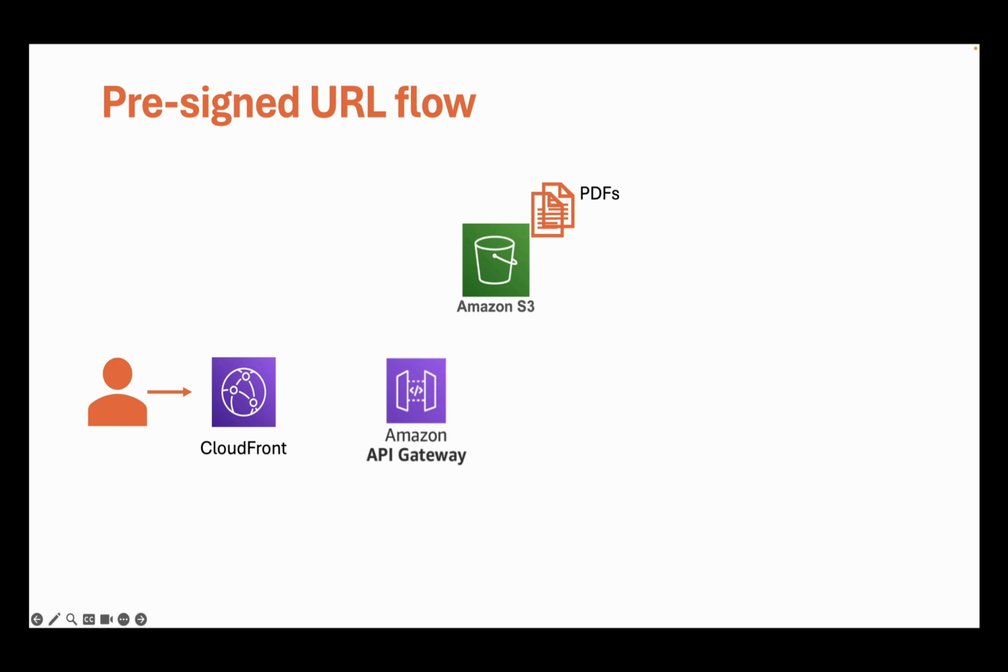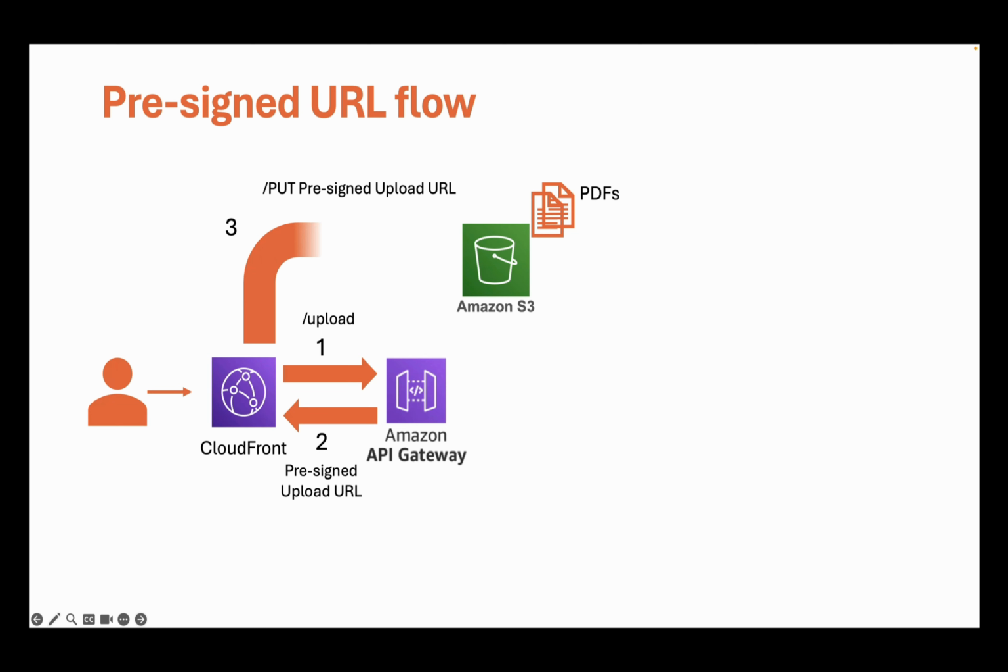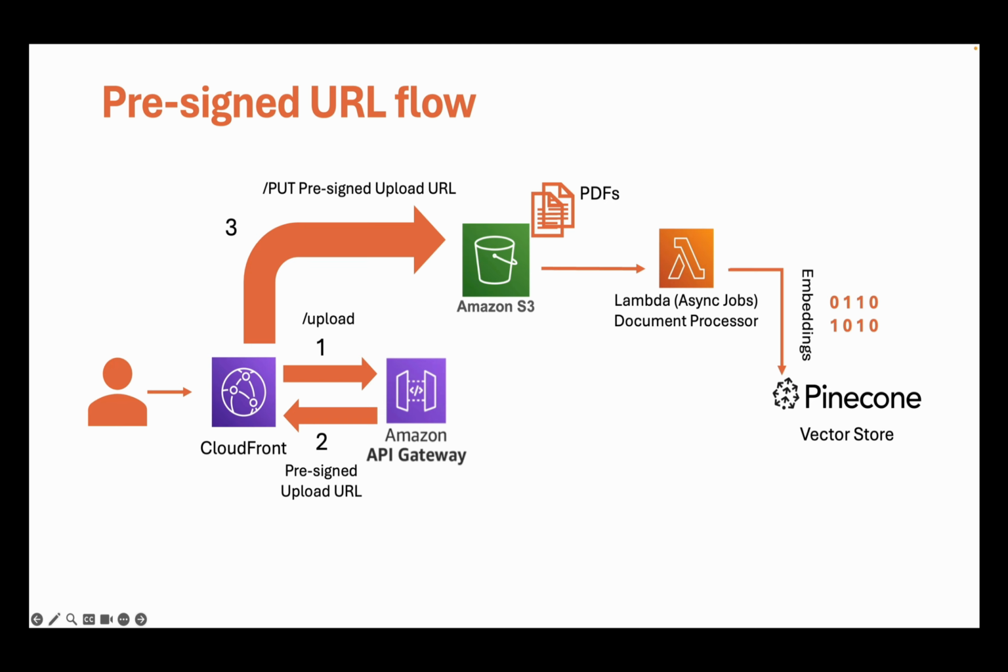Before we move forward, there is one important architectural pattern that we need to implement, and that is the pre-signed URL upload flow. Instead of uploading documents directly through the backend API, the front end first asks the backend for a pre-signed upload URL. The backend generates this temporary URL using AWS credentials and returns it to the client. The client then uses that URL to upload the document directly to S3.